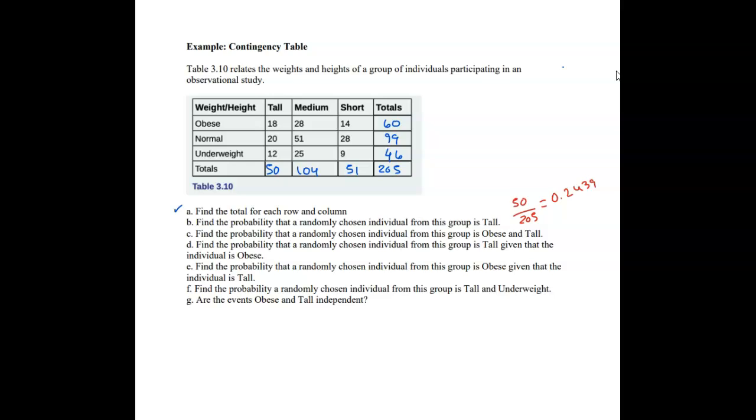All right, part C. Find the probability that a randomly chosen individual from this group is obese and tall. So we're looking at how many obese and tall people there are. There's 18 out of 205. So the probability of choosing one at random that falls in that category is going to be 0.0878.